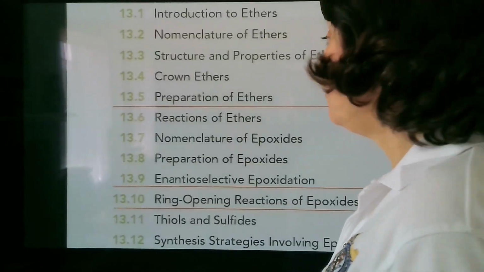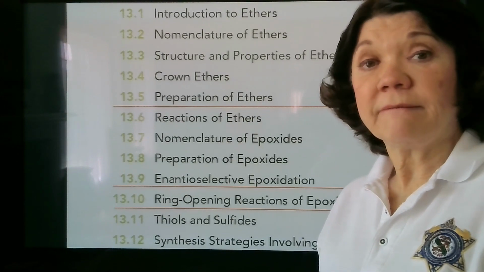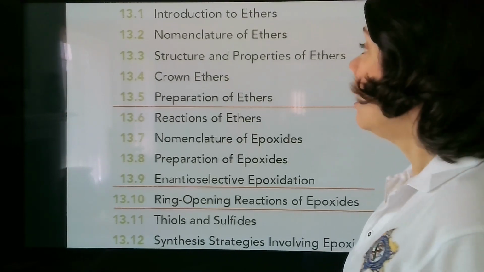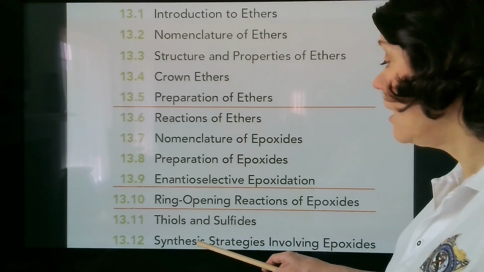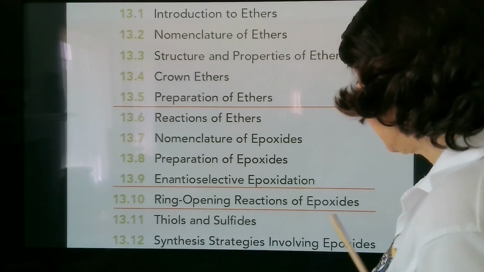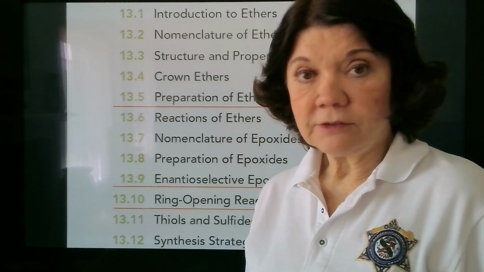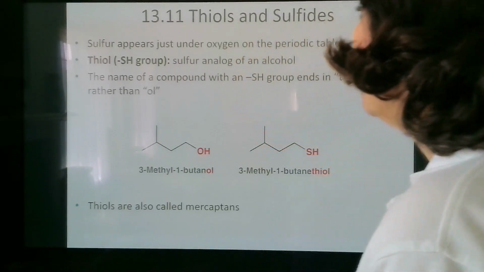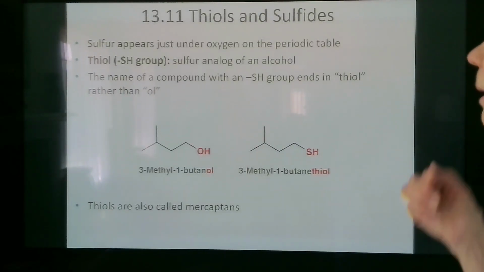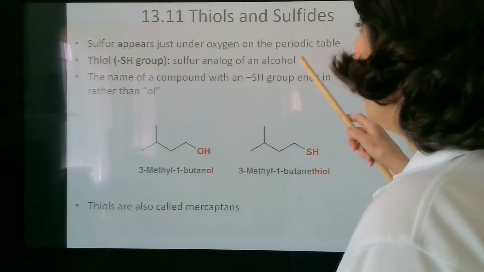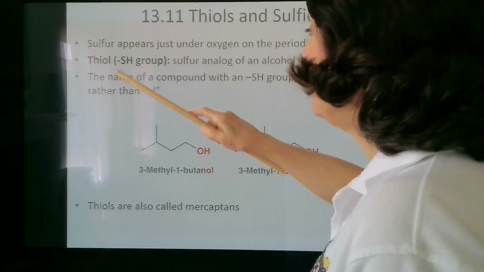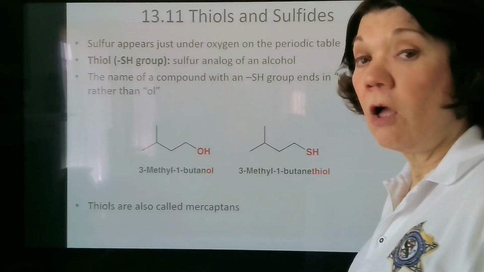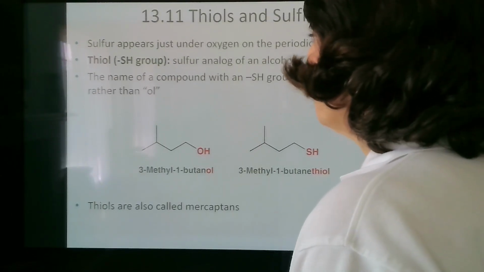Now let's continue to the final video of chapter 13. This is going to cover thiols and sulfides, some synthesis strategies involving epoxides. So sulfur appears just below the oxygen on the periodic table, as I've mentioned a few times. The thiol group, SH group, is a sulfur analog of an alcohol, therefore.